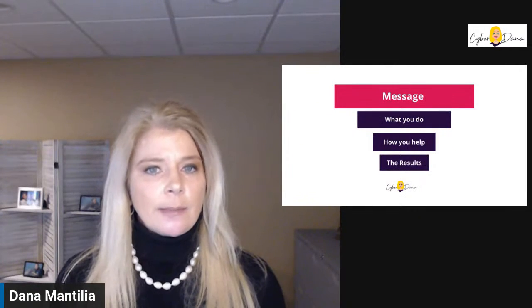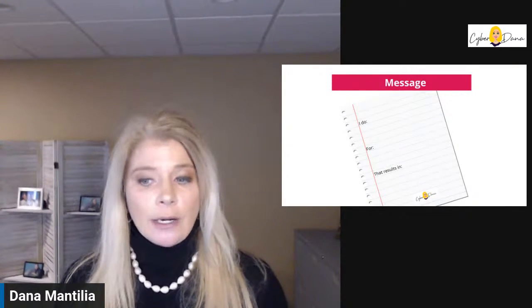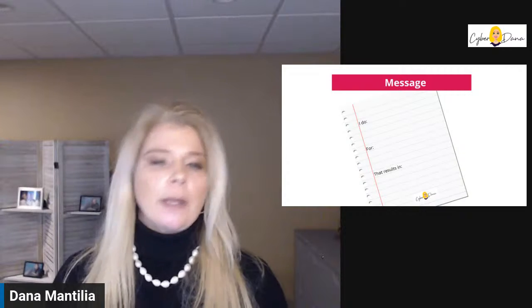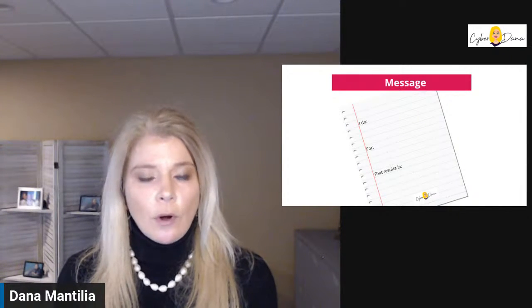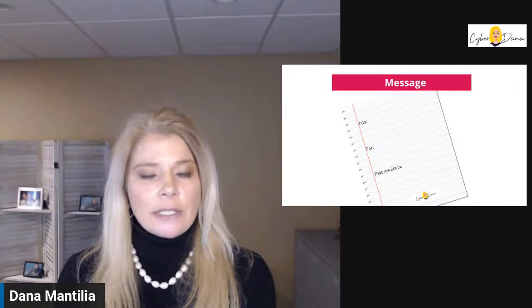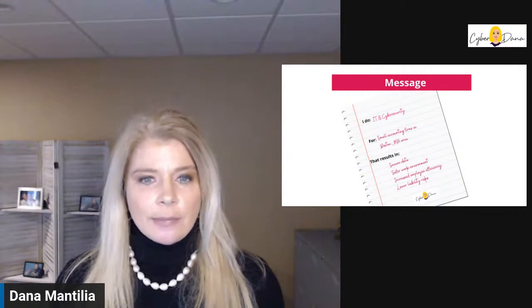Now, this is going to be a little bit similar to what we just went through, but it's a little bit different too. So on another piece of paper, or if you have room on your paper, just write down: I do, what do you do, for, who do you do it for, that results in, what does it result in, all right? So here's our example.